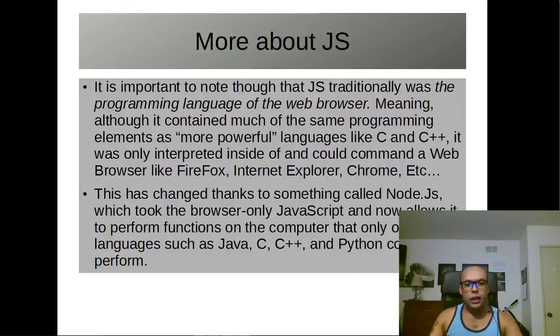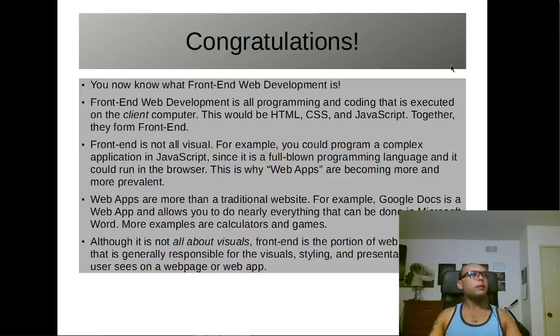However, this has changed thanks to something we call Node.js, which took the browser-only JavaScript and now allows it to perform functions on the computer that only other languages such as Java, C, C++, and Python could traditionally perform. This allows JavaScript to act as a more powerful programming language because through Node.js, it is now capable of performing a lot more powerful functions on a computer rather than just being contained in the web browser.